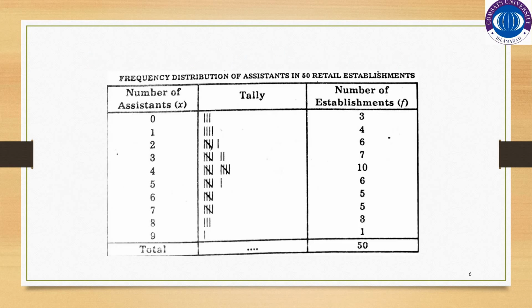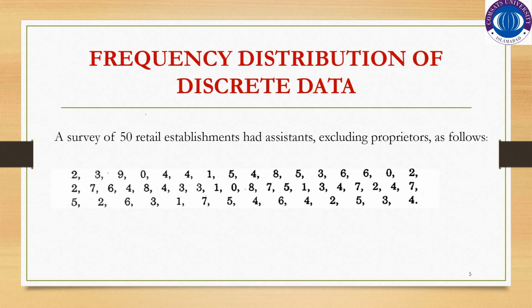When we have a discrete variable, the frequency distribution will be like this: we will have number of assistants. What is the variable? Number of assistants. And you can represent variable with any letter of the alphabet of your choice. Here we express it by x.